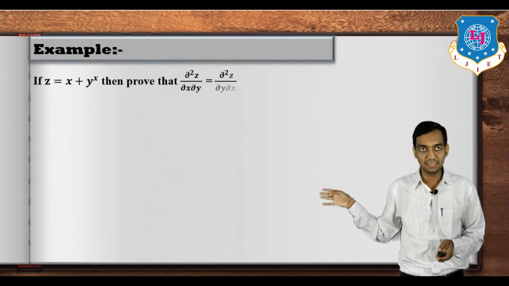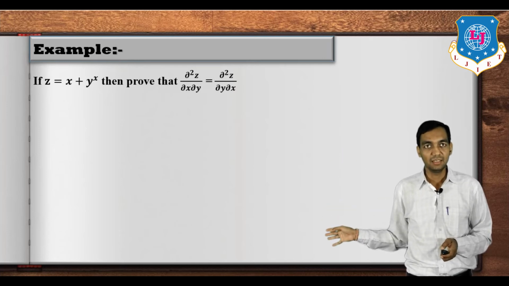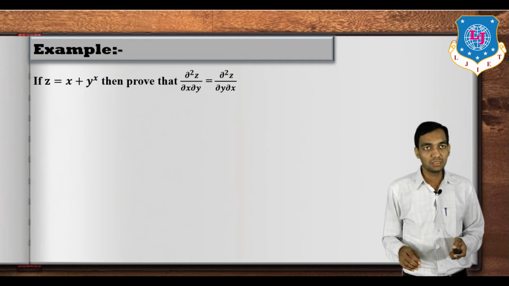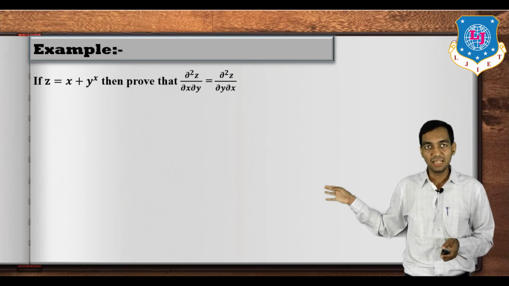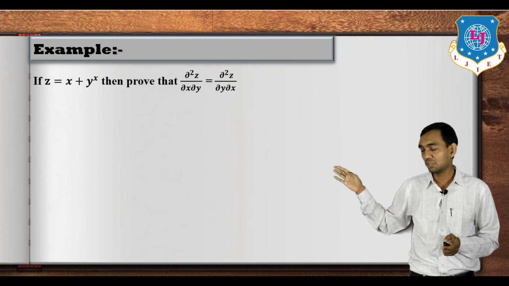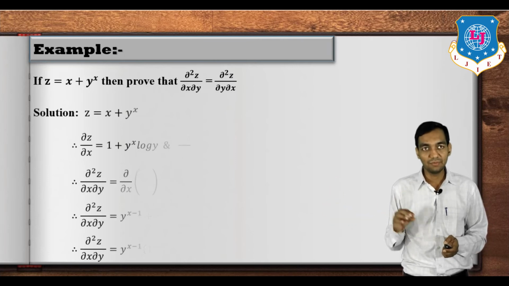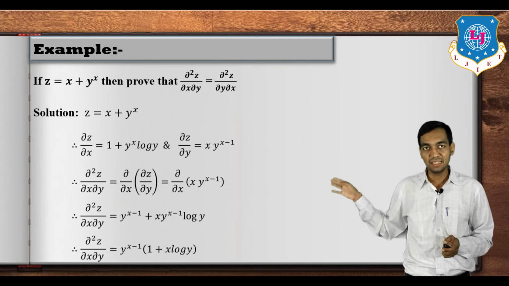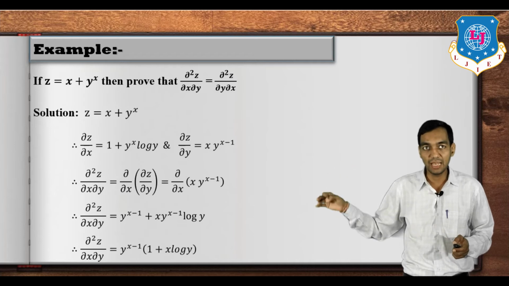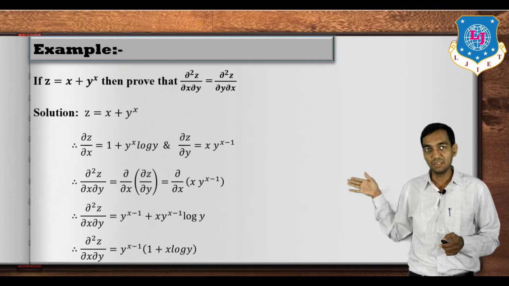Suppose z is equal to x plus y raised to x, then del square z upon del x del y is the same as del square z upon del y del x. Now what we are going to do is find del square z by del x del y and del square z by del y del x. So first we start with differentiating with respect to x. So del z by del x: x has a derivative 1, and y raised to x, where y is treated as a constant, is of the form a raised to x. So a raised to x has a derivative a raised to x into log a. So here you have y raised to x into log y.